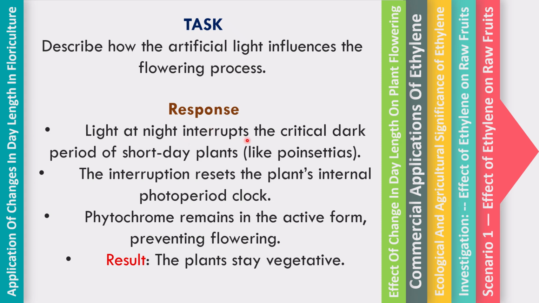Light at night interrupts the critical dark period of short-day plants like poinsettias. The interruption resets the plant's internal photoperiodic clock. Phytochrome remains in the active form, preventing flowering. As a result, the plants stay vegetative.